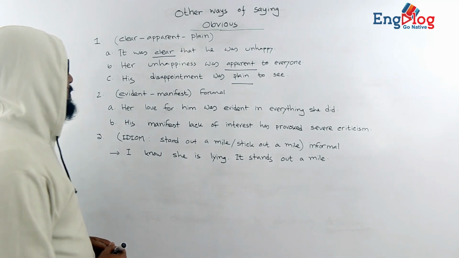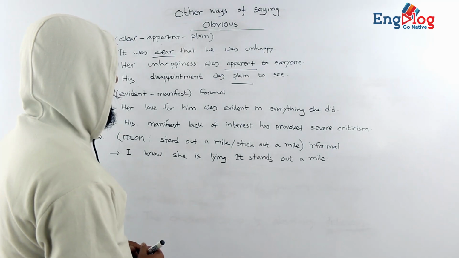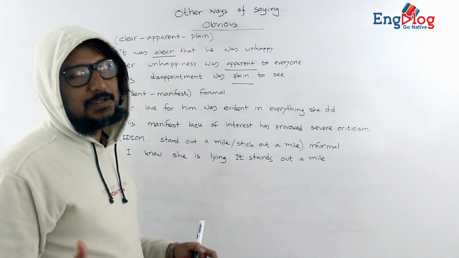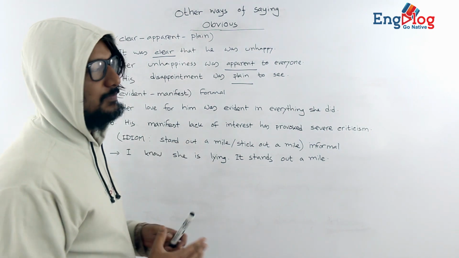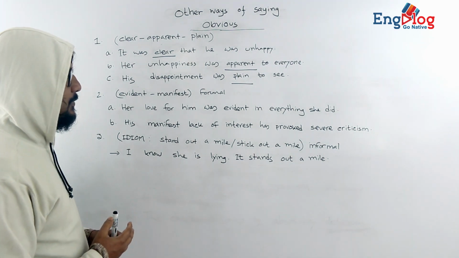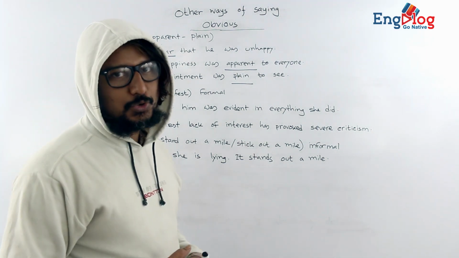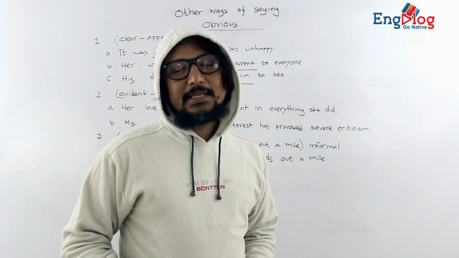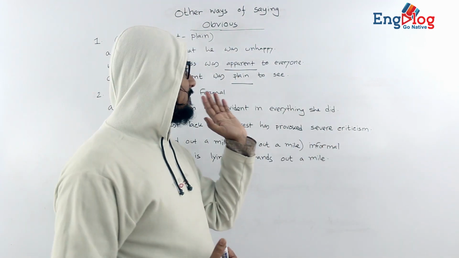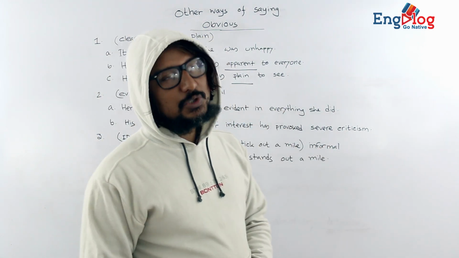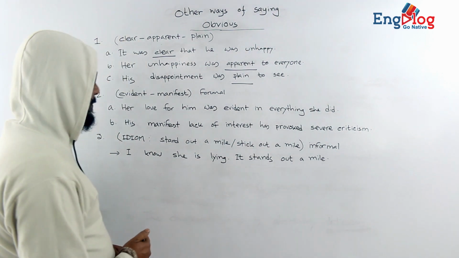So the first example, it was clear that he was unhappy. So something was clear. It was obvious that someone was unhappy. And the next one is her unhappiness was apparent to everyone. So someone was unhappy for some reason, and it was very clear. Everyone could understand that she or he was unhappy.